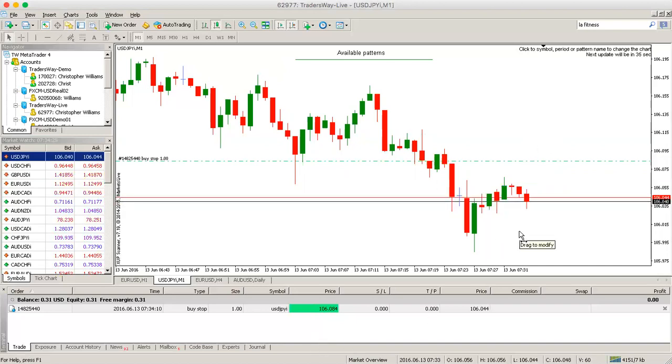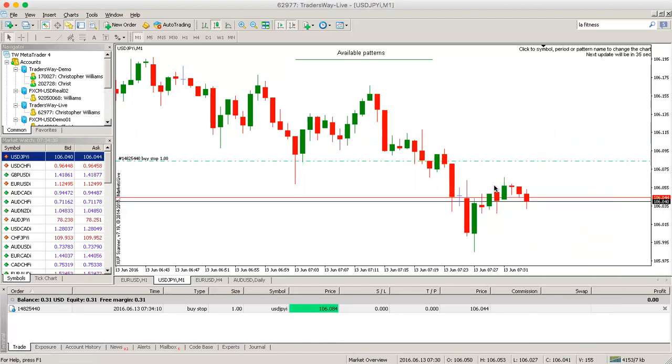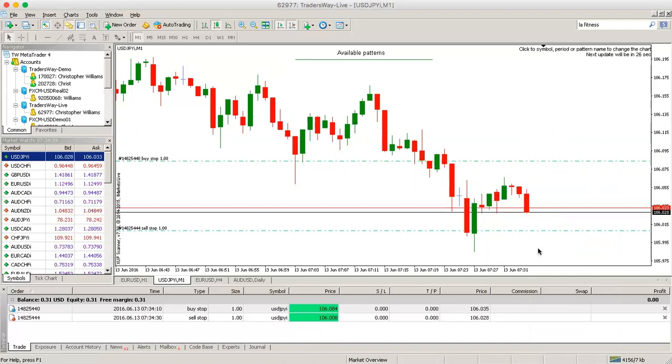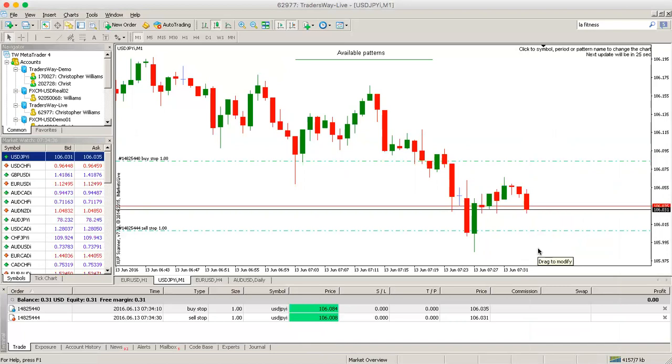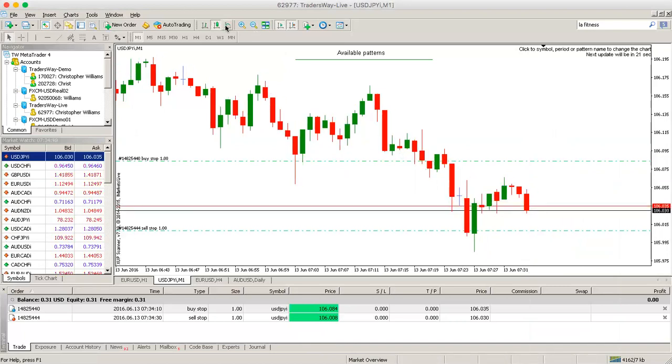Or I can put a sell limit here. Like I said, I already know this is going on a sell anyway, right? So it goes on a sell, it stops, it hits the target, right? And that's it. Okay.